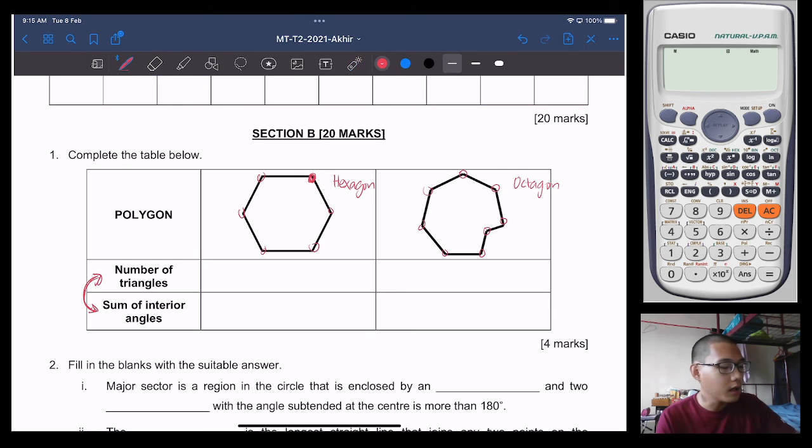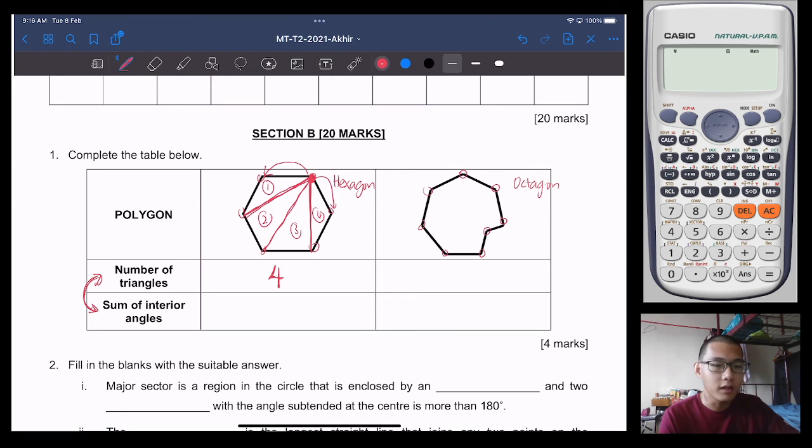We connect this vertex to another vertex to form a diagonal. Let's say we form a diagonal from here to here, to here, and to here. The other two, you cannot form because they already form an edge, so there is no need to draw again. So how many triangles do we have? 1, 2, 3, and 4. In total we have 4 triangles in this hexagon.